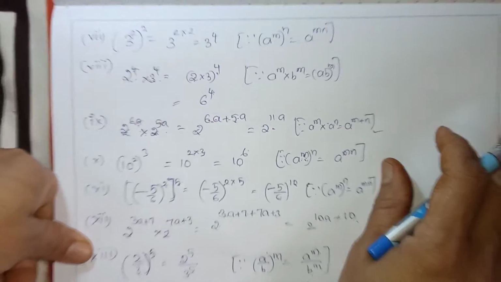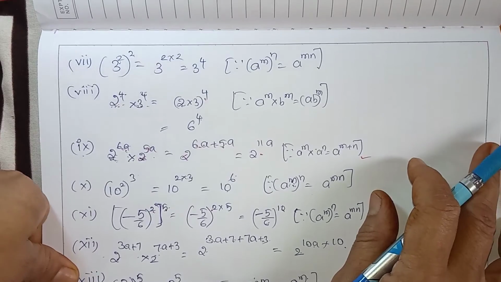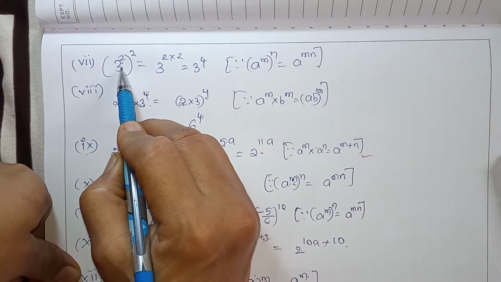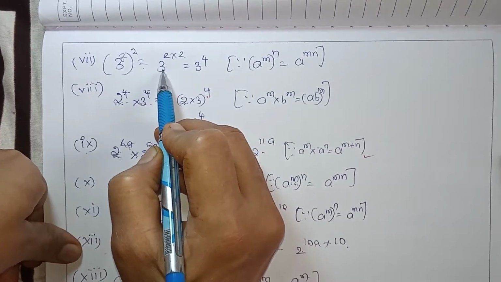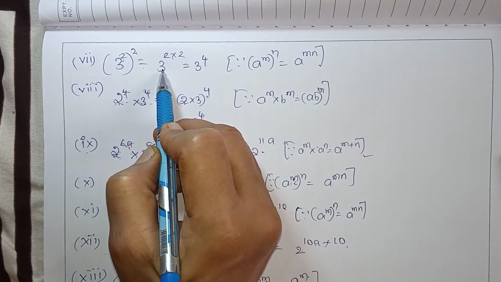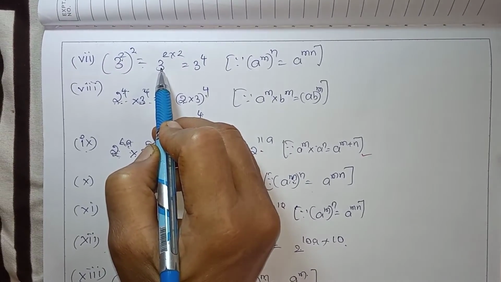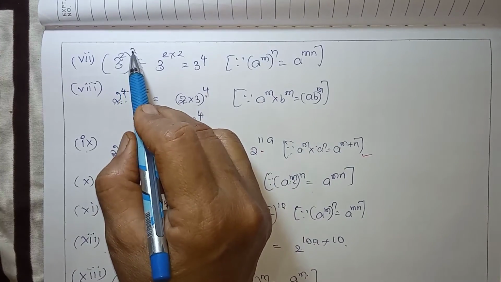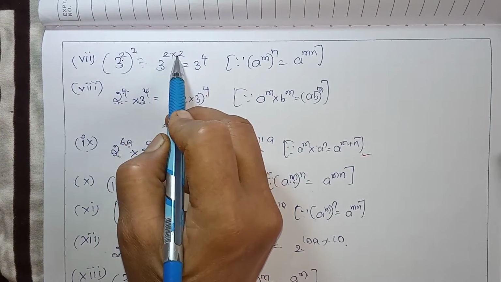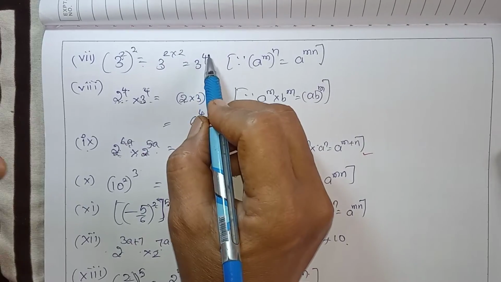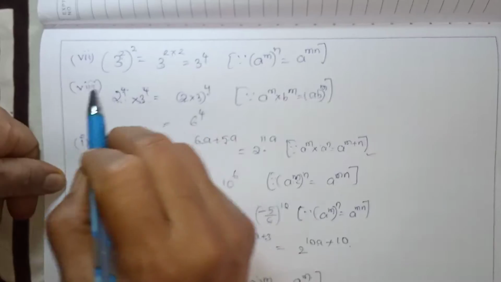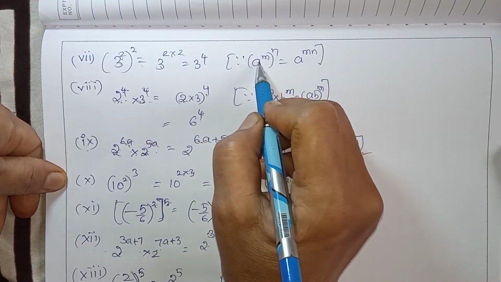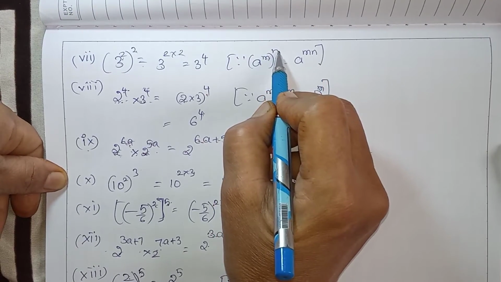Seventh one. (3^2)^2. Okay, (3^2)^2 is equal to 3 to the power of the product, multiply the exponents 2 into 2. What is the answer? 3 to the power of 4. When two powers are there, then you have to multiply using this formula: (a^m)^n.